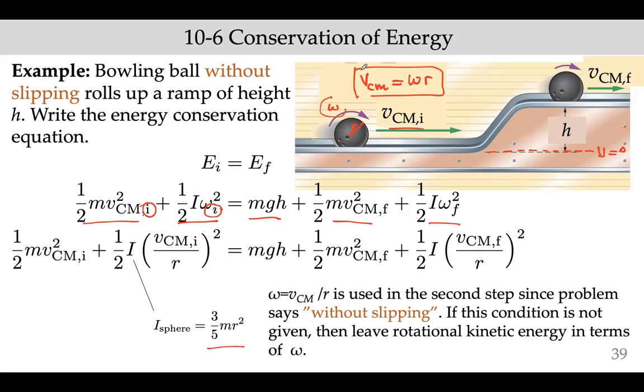And also because this condition is satisfied, whenever I see V_CM, I can write omega r, or alternatively, whenever I see omega, I can write V_CM divided by r instead. And that's what I did here. Instead of omega, I wrote V_CM initial divided by R, and here V_CM final divided by R. And after this point, you can solve for the variable that the question is asking. It could be V_CM, it could be R, it could be h, whatever it is.